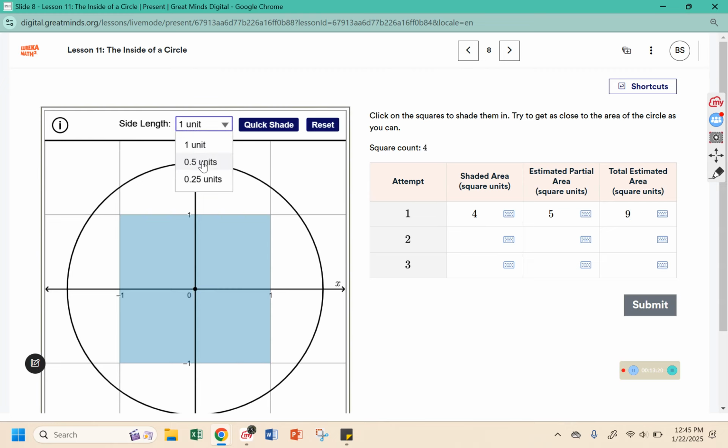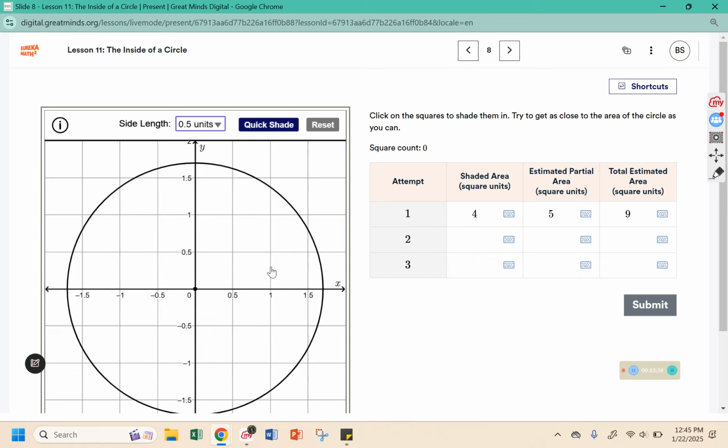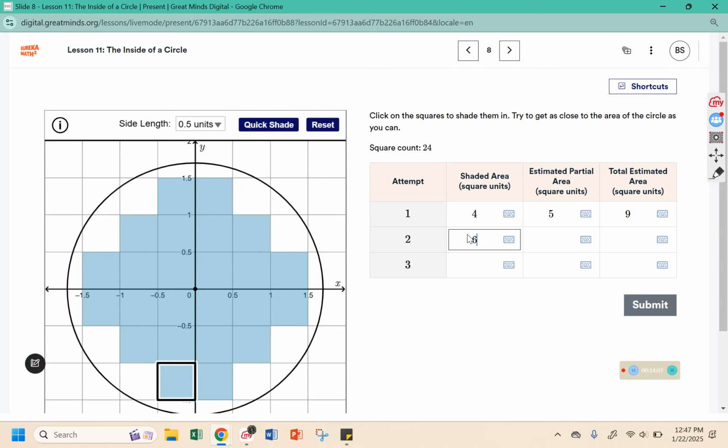Then we can change this to shrink our squares. Now keep in mind when we have a half by a half square, a half times a half is a quarter. So each of these is a quarter of a square unit, because it takes 4 of them to create a whole square from the last section. Okay, so I have 24 whole units, but I need a quarter of that. 24 split into 4 parts is 6.